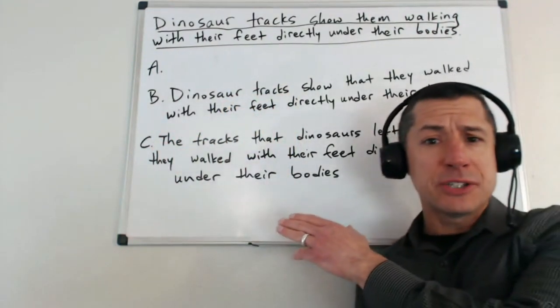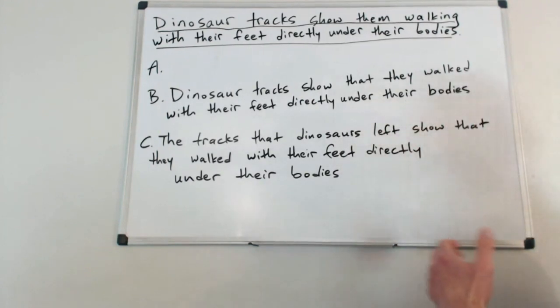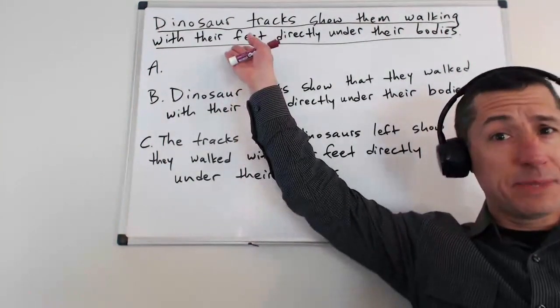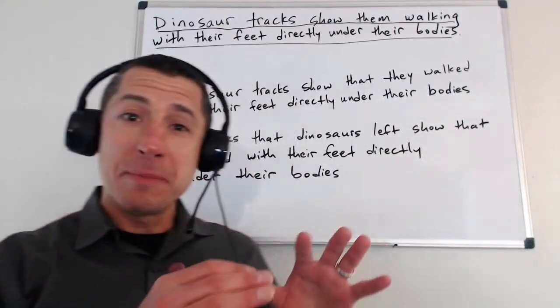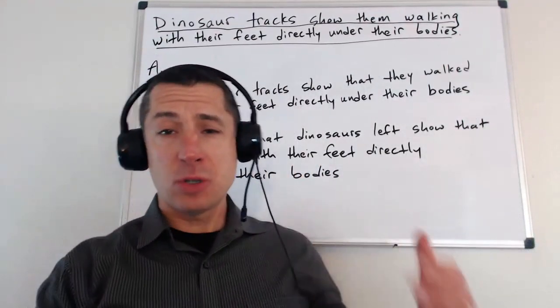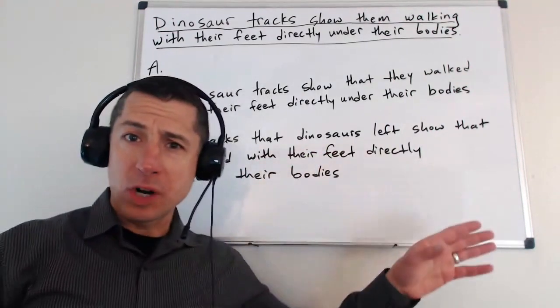Sometimes people will look at a question like this and go, wow, C's a big mess. Look at all those words. The tracks that dinosaurs left show that they walked with their feet directly under their bodies. Why would I say all that when I could say something that's more succinct? Bad way to think. So there's nothing wrong with it being longer if that's what gives you a clearer and more logical sentence on the GMAT or the Executive Assessment. So I don't want you worrying about wordiness right off the bat.